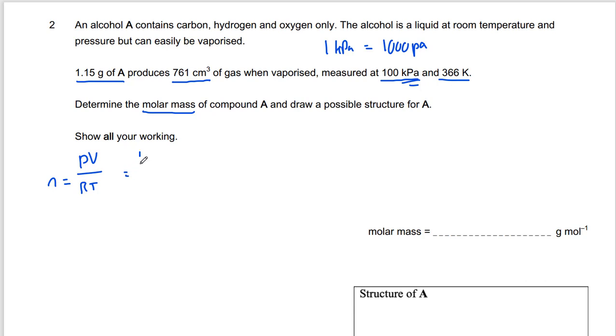So you've got 100,000 pascals multiplied by the volume. Again, weird volume here. This time it's in centimeters cubed. They will give it to you in centimeters cubed occasionally. You have to get it into meters cubed. They do this to test whether you can do conversions. If you recall what I said earlier, to get from centimeters cubed to decimeters cubed, you divide by 1,000. To get from decimeters cubed to meters cubed, divide by 1,000 again. So we're going to divide by 1,000,000.